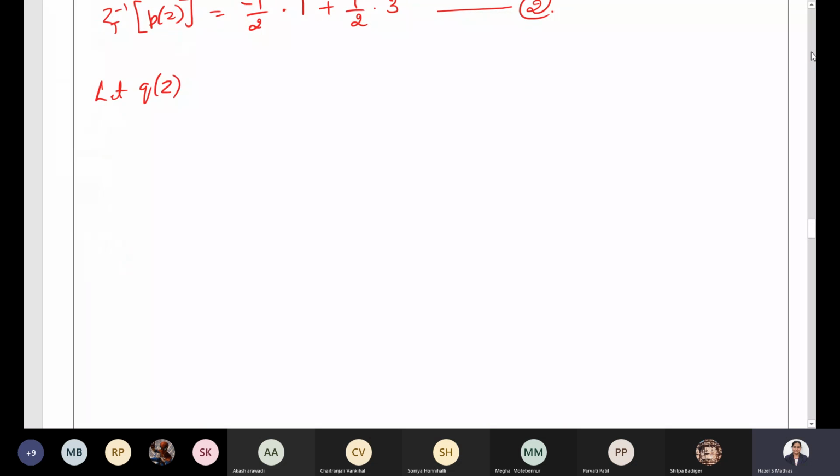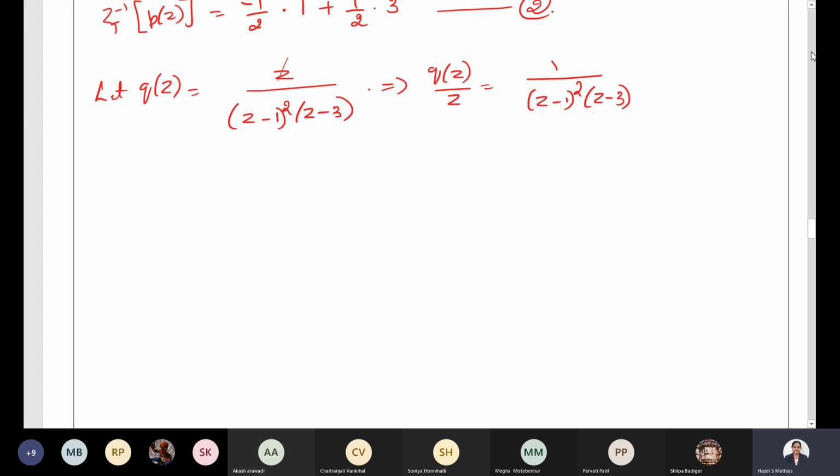Let Q of z equal to, what is Q of z? z divided by z minus 1 whole square into z minus 3. This is what we have. Let's take this as Q of z. Q of z equal to z by z minus 1 whole square into z minus 3. Next step, we find Q of z divided by z. What is Q of z divided by z? If you divide by z on both sides, this z cancels. z minus 1 whole square into z minus 3 remains. So Q of z divided by z equal to 1 by z minus 1 whole square into z minus 3.